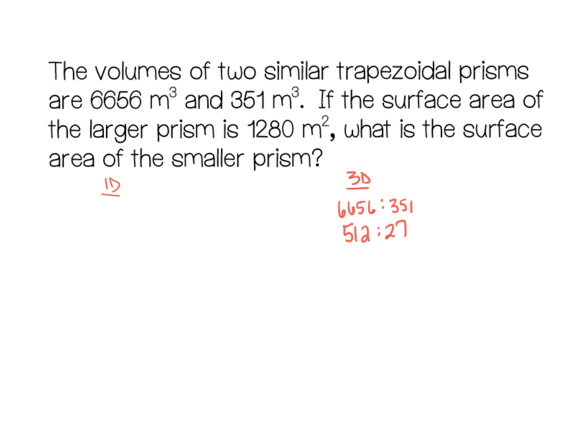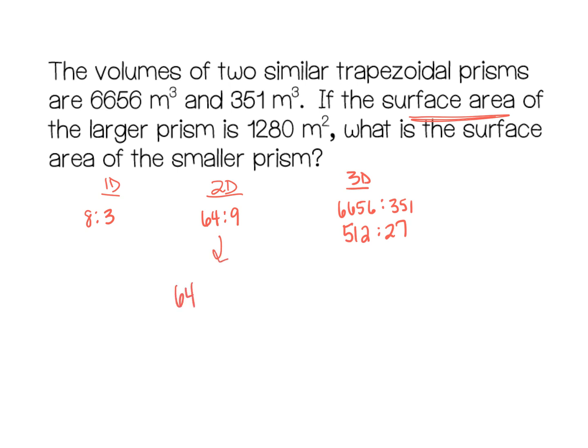Now I'm starting to recognize these. I know the cube root of 27 is 3. Now I just need to find the cube root of 512, which is 8. So this is a 1-dimensional ratio of 8 to 3. Now we are interested in surface area, which is a 2-dimensional measurement. So I need a ratio that's in the 2nd dimension, so I need to square the 8 and the 3. So I end up with a ratio of 64 to 9. This is the ratio I'm going to use in my proportion.